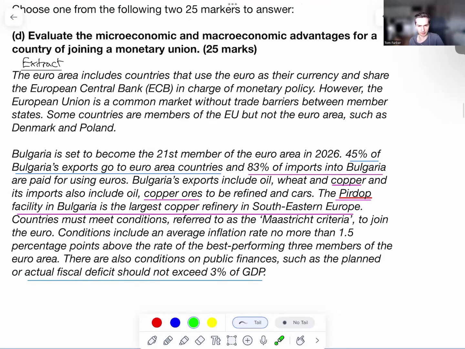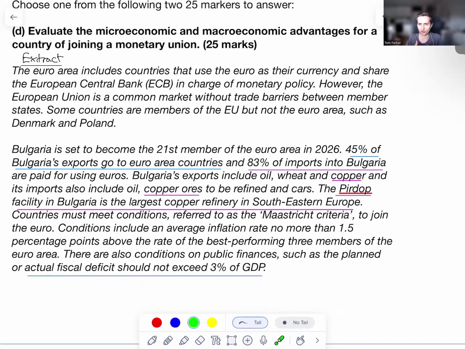Some other relevant facts, maybe for evaluation, could be that 45% of Bulgaria's exports go to euro area countries. That's quite integrated, but also that means 55% of exports are going somewhere else outside the euro area. Conditions to join the euro may include that the actual fiscal deficit should not exceed 3% of GDP or the planned fiscal deficit as well.